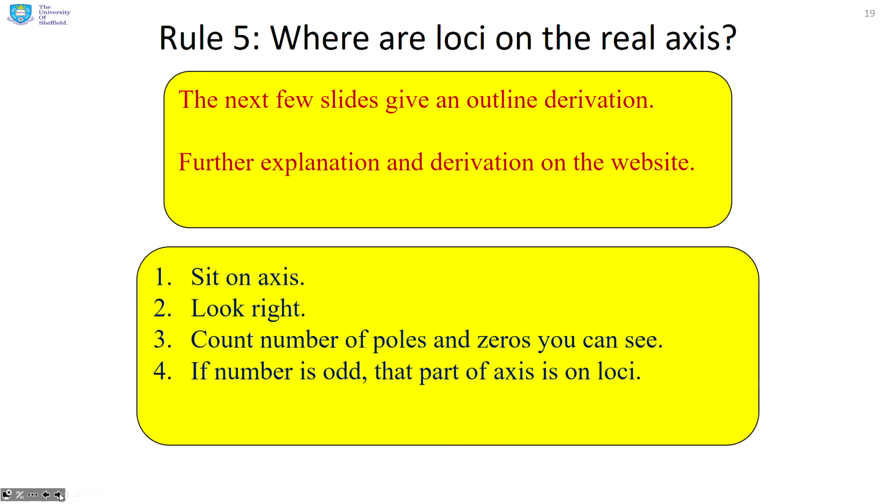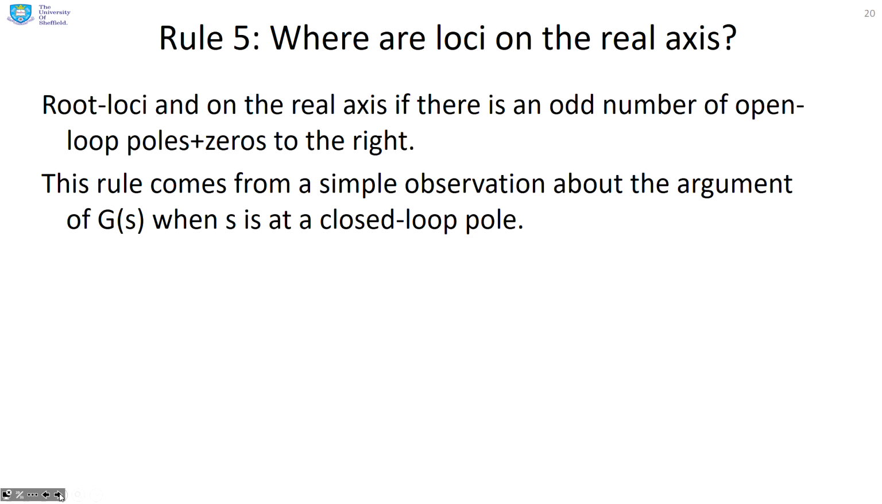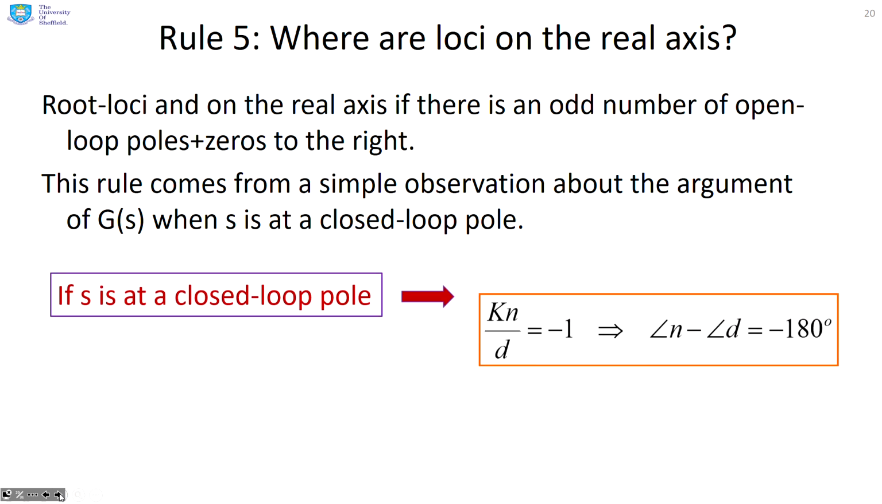And here's a summary of how you do it. Imagine you could sit on the axis, look to the right and count the number of poles and zeros you can see. If that number is odd, that part of the axis is on the loci. So let's show you where this rule comes from.